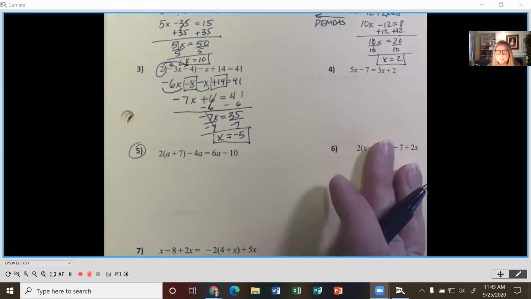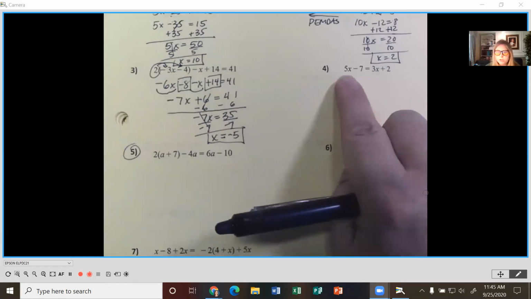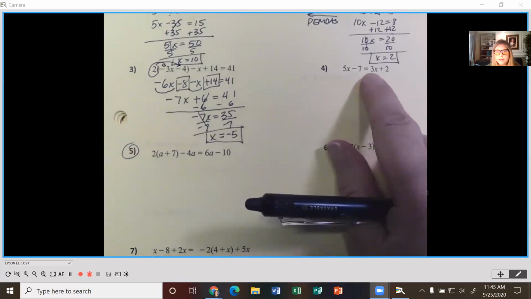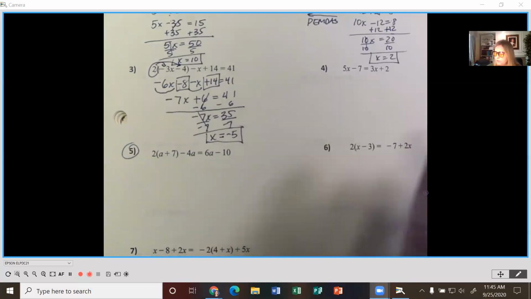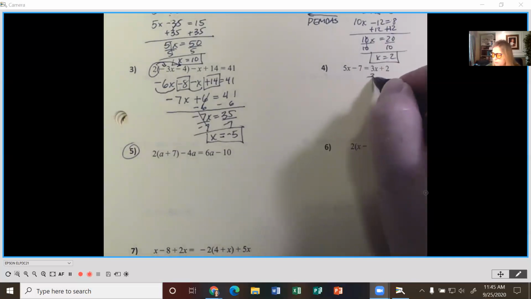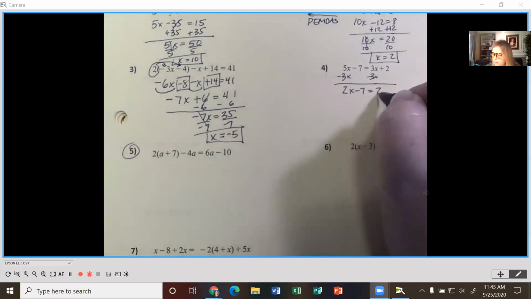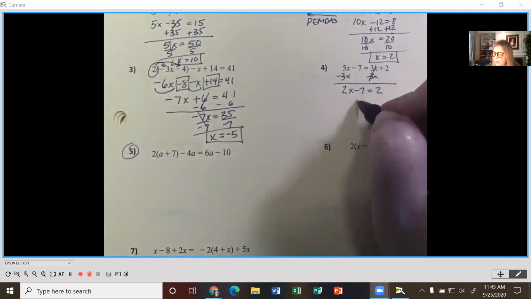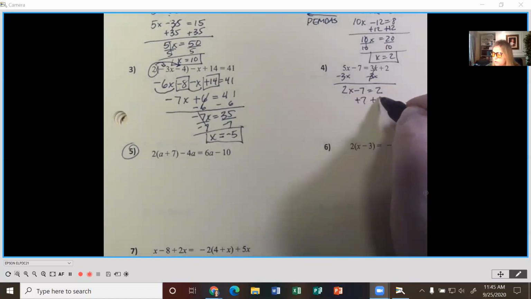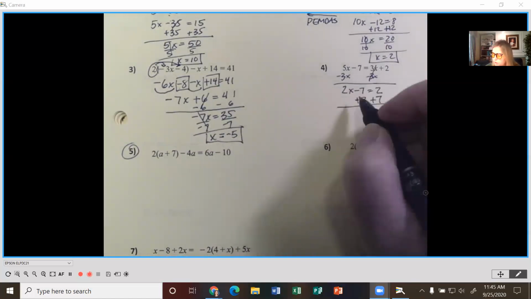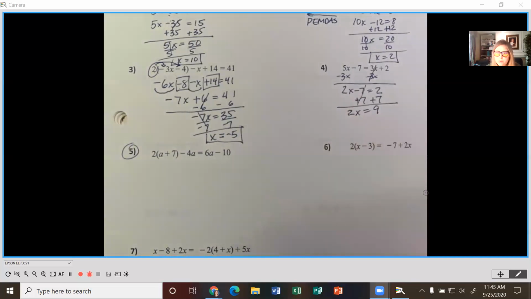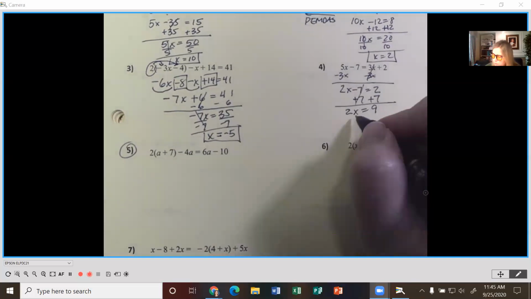Number 4, we have 5x minus 7 equals 3x plus 2. So we want to get all of our x's together on the same side of the equal sign. This is bigger, so I know if I subtract 3x, I'm still going to end up with a positive coefficient for x. So I'm going to subtract 3x from each side. This gives me 2x minus 7 equals 2. So now I use my order of operations in reverse. I've combined like terms, add 7 to each side. Okay, so this gives us 2x equals 9. Divide each side by 2.